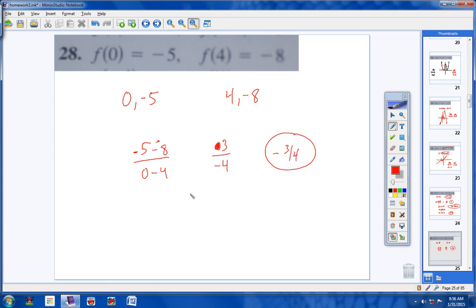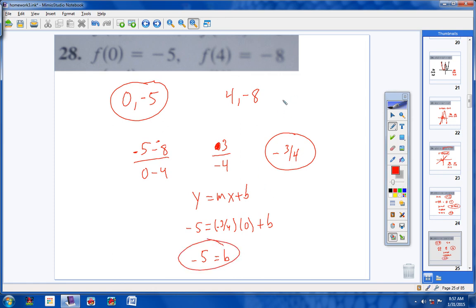Now to find your b, we have y equals mx plus b. I'm going to use this point right here. So where the y is, I'll put -5. Where the m is, I'll put -3/4. Where the x is, I'm going to put a 0. And then plus b. -3/4 times 0 is 0. So -5 equals b. Okay, so there we go. Moving on to writing the answer. So this is your m, this is your b, and so the answer is y equals -3/4 x minus 5, and that is the correct answer.